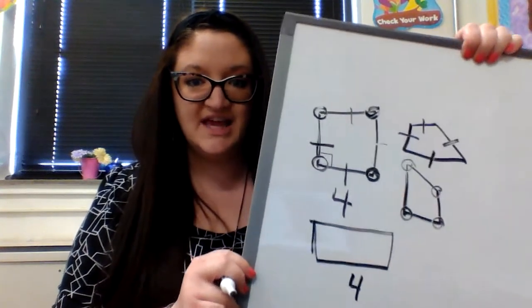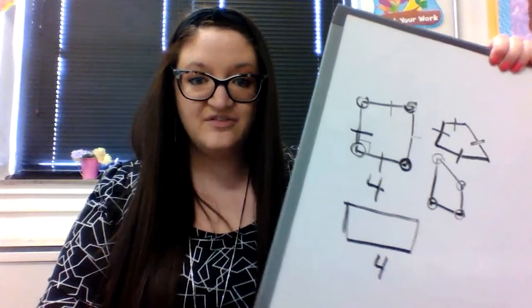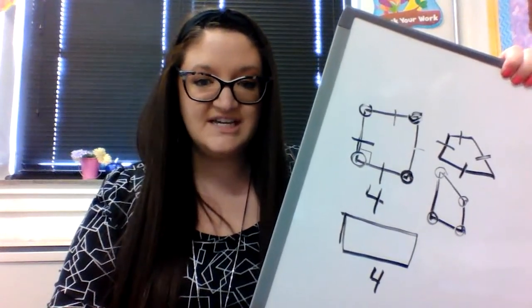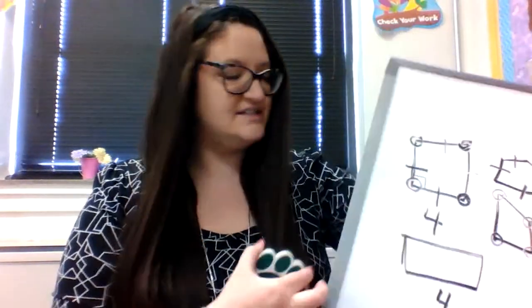Can you think of any objects around your house that have four sides and four vertices? Look around. Do you see anything? Is the television or computer screen you're watching, does it have four sides and four vertices? What about a piece of paper that you use to write on? Okay, can we count those? 1, 2, 3, 4. And 1, 2, 3, 4. Okay, so I want you to look and see around your house if you can find any quadrilaterals after you're done watching.